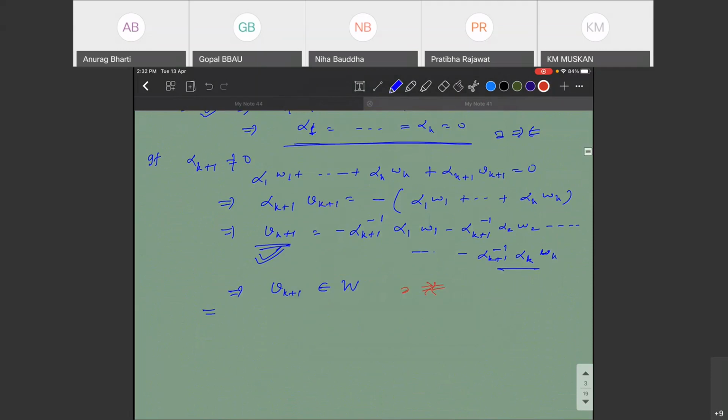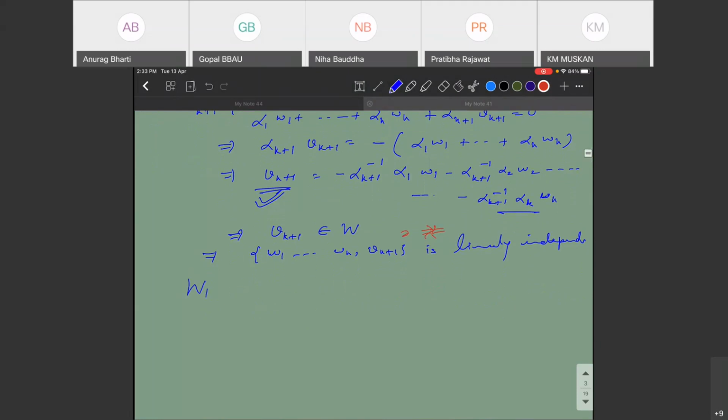And this then implies w1 to wk, v k plus 1 is linearly independent. Okay. Now we call W1 the subspace generated by this basis, okay? So this is the span of w1 to wk, v k plus 1. So define this as the span of this basis. Okay, if W1 equals V, then we are done.